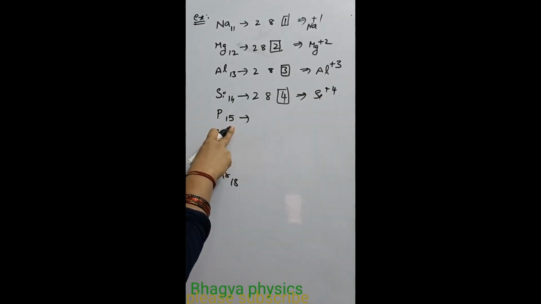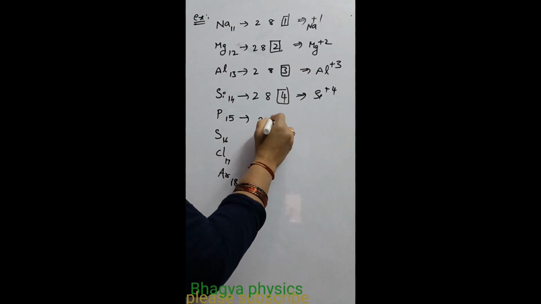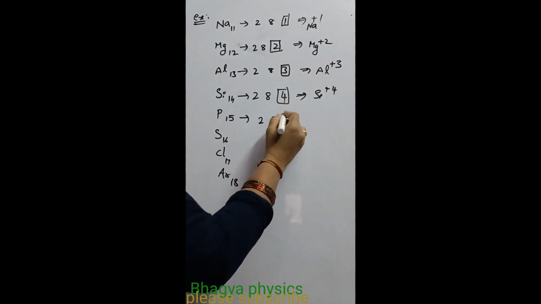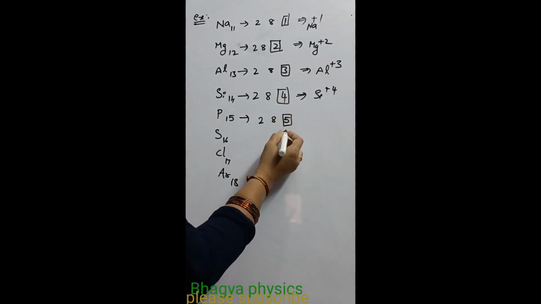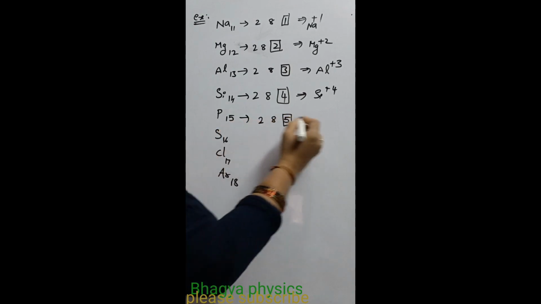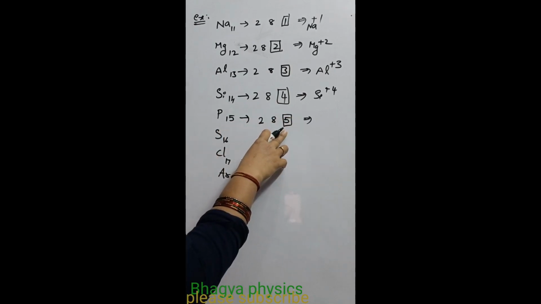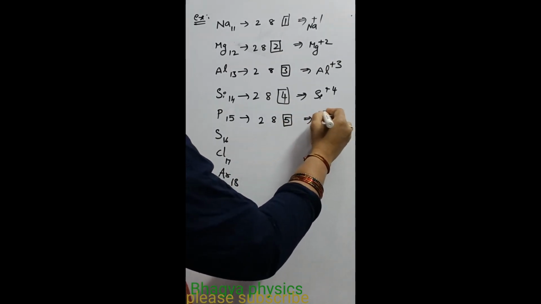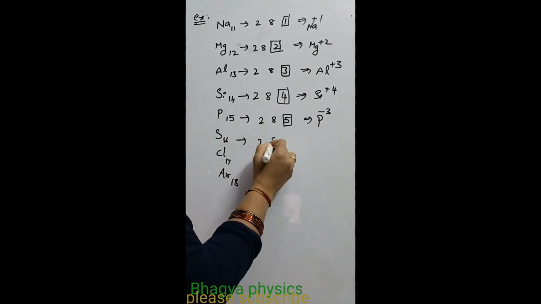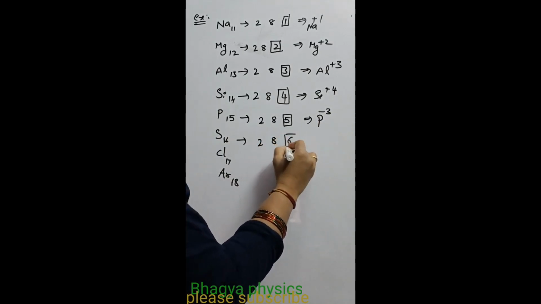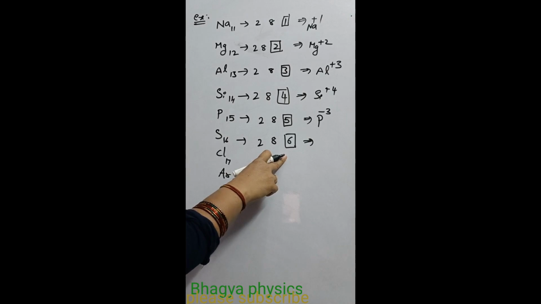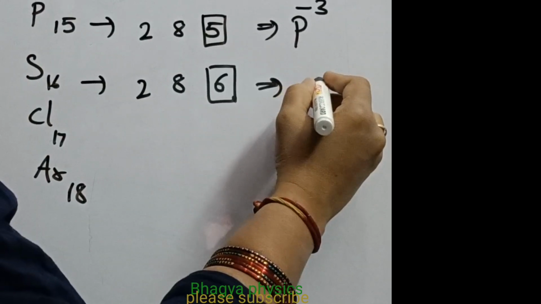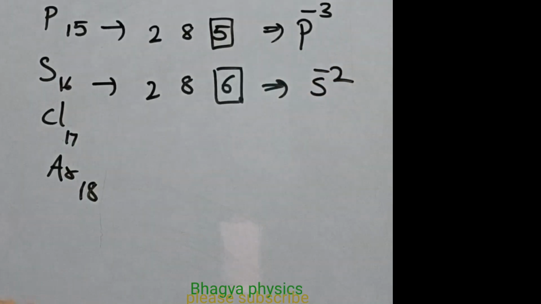The atomic number of phosphorus is 15. So 2, 8, 5. After the octet, 5 valence electrons are present in phosphorus. Instead of donating these 5 electrons, it can gain 3 electrons very easily. So phosphorus valence is minus 3. Sulfur has 6 valency electrons. Instead of donating these 6 electrons, gaining 2 electrons is very easy. That is why sulfur valence is minus 2.